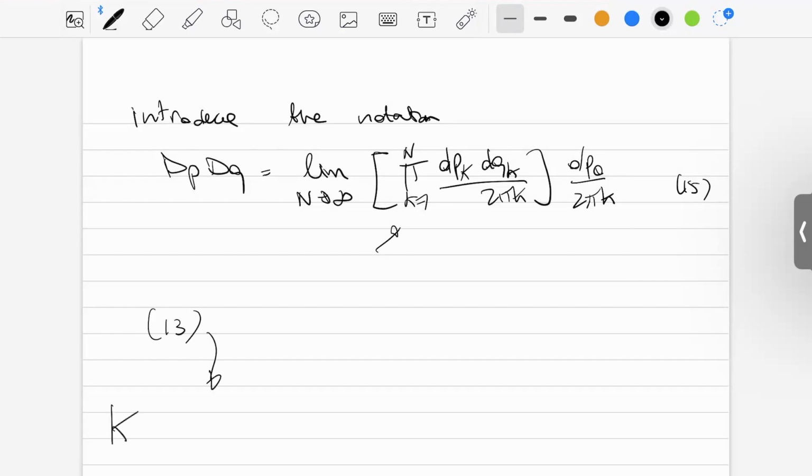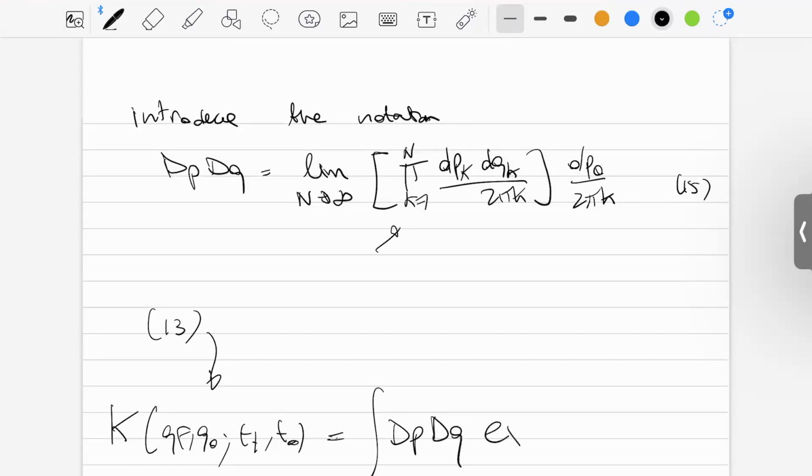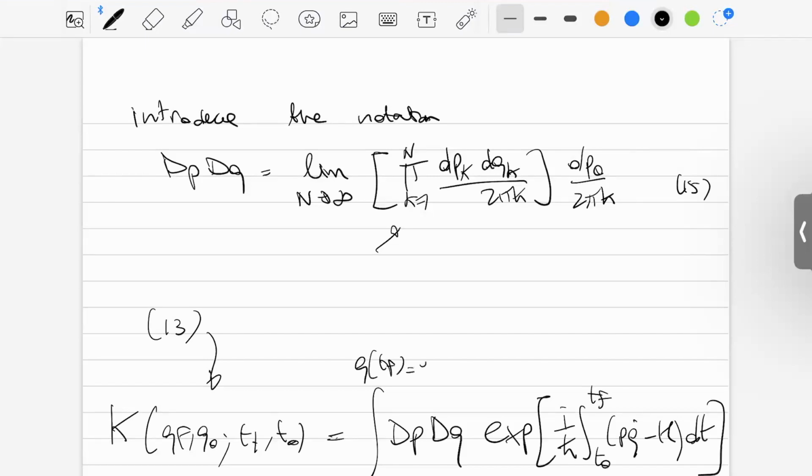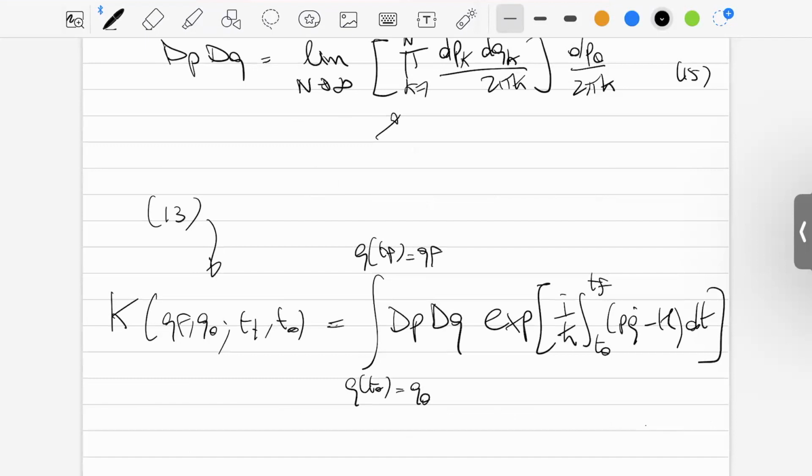So I can rewrite the propagator in the following way. As an integral over p and q, and then an exponential of i divided by h bar, integral from t0 to tf, p q dot minus h delta t. Now here we integrate with some boundary conditions. So q at the time t0 is q0, and q at the time tf is qf. So this is equation 16. This is my final result.